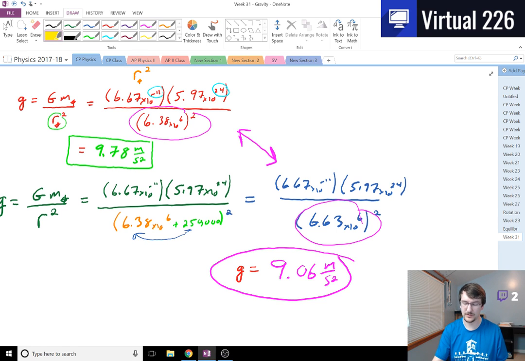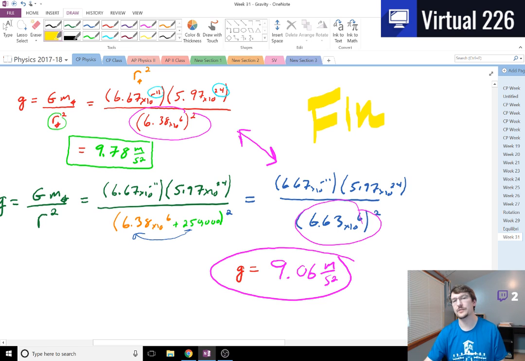I guess we'll have to see that at a later date. With that, though, you can find the gravity at any location around some object, and that kind of problem is finished.